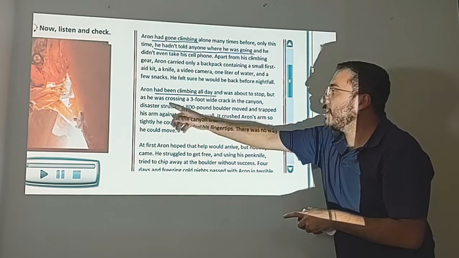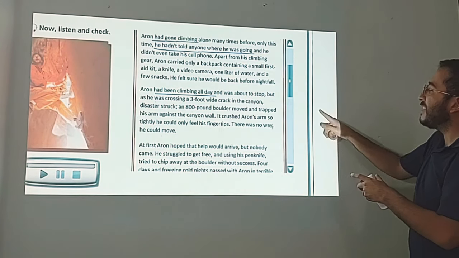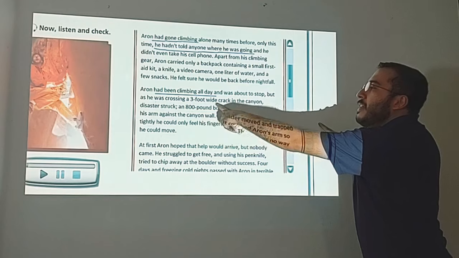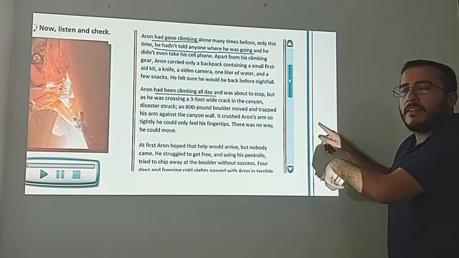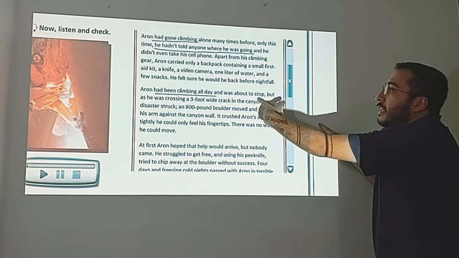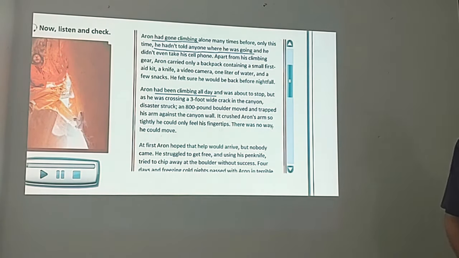The translation would be, él había estado escalando todo el día antes. ¿Sí? Antes del accidente, que se abrió una grieta en el cañón, él ya había estado antes, ahorita pongo la línea de tiempo, él había estado escalando todo el día. Y estaba a punto de detenerse, but in this point, disaster struck. He had the accident, okay?